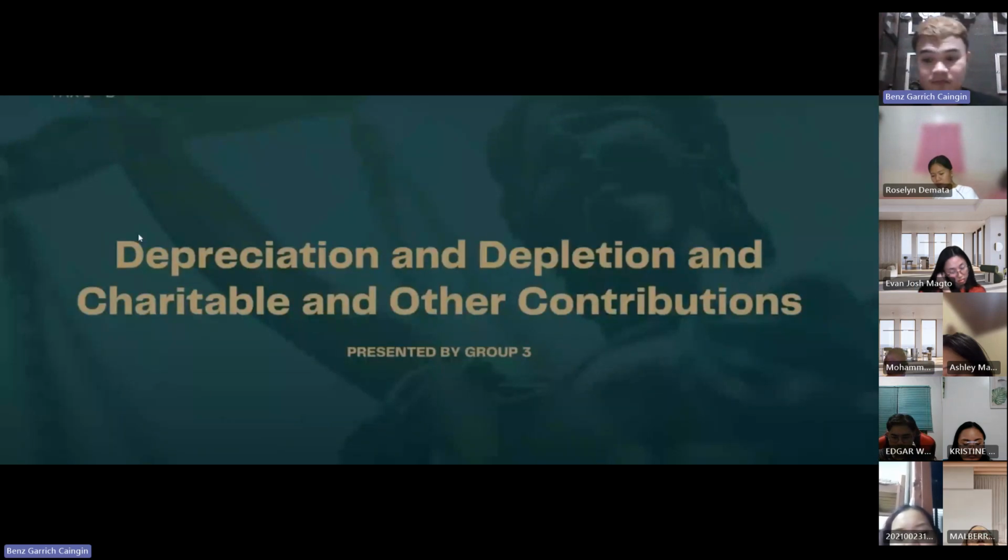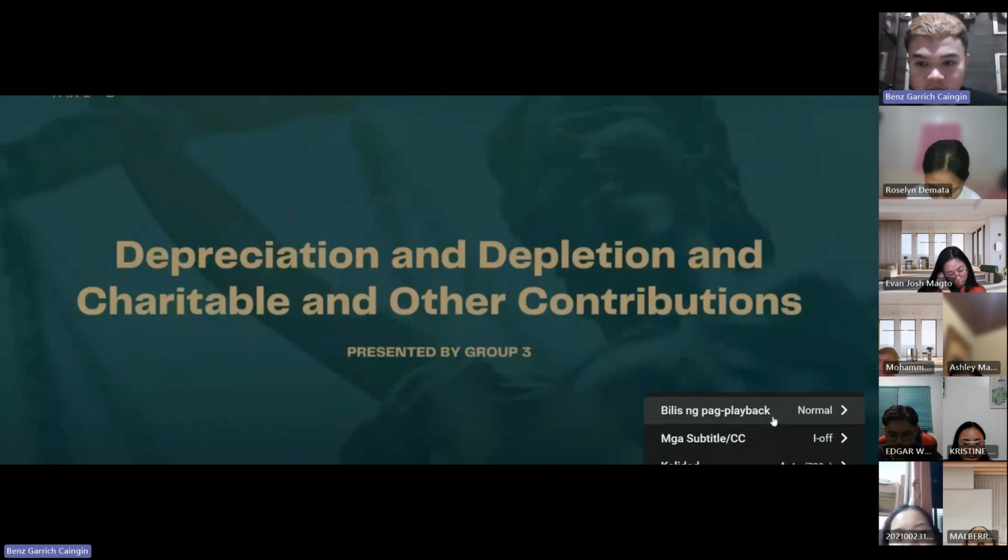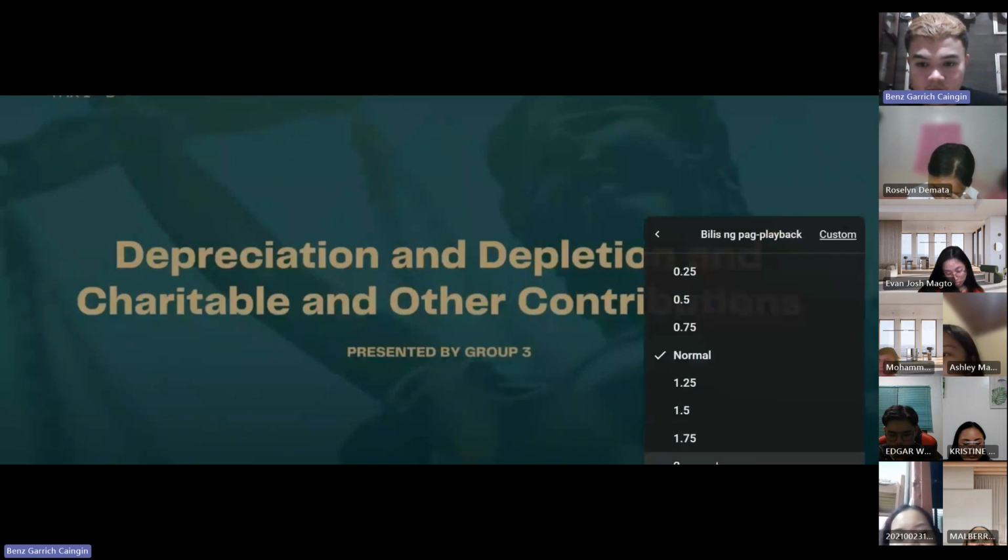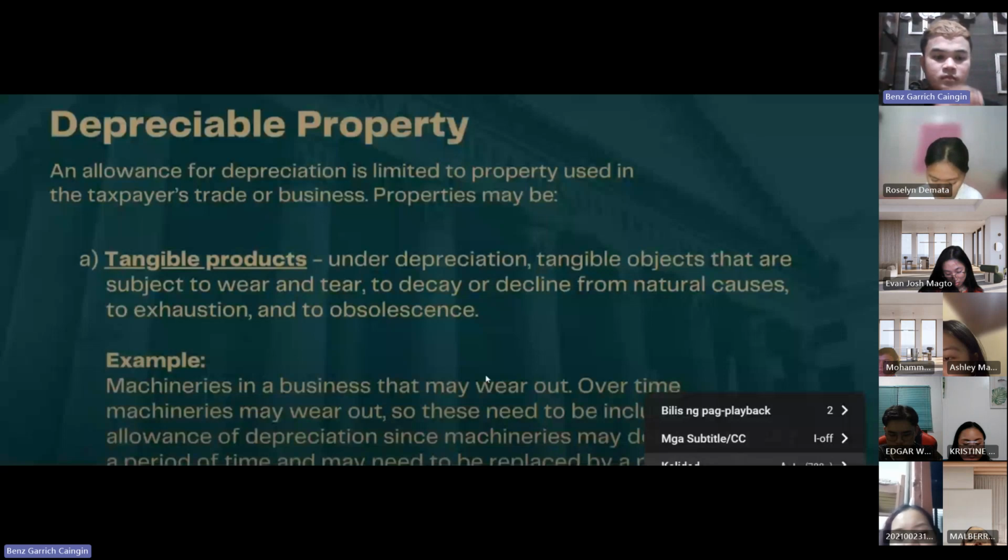Group 3, and we will be presenting our report for depreciation and depletion and charitable and other contributions. Furthermore, we're going to be talking about depreciable property.